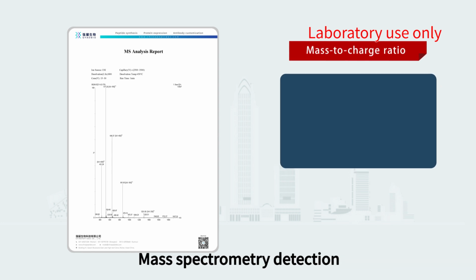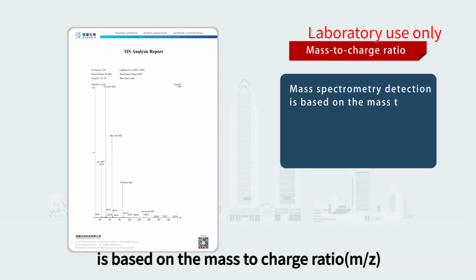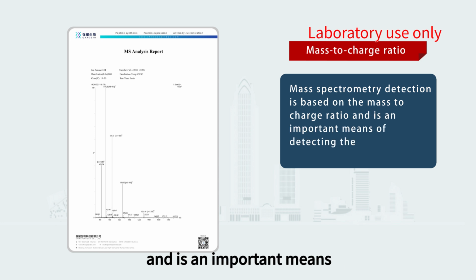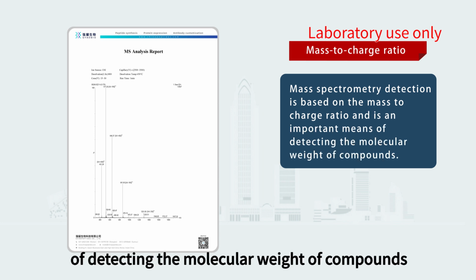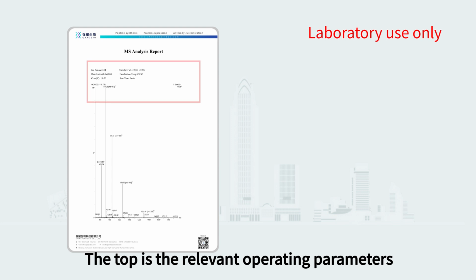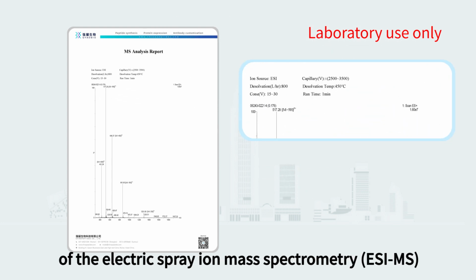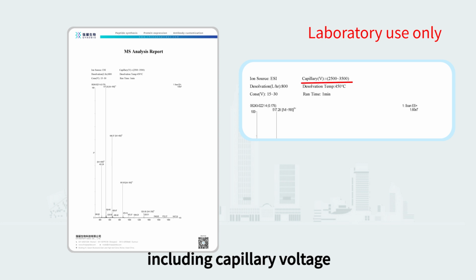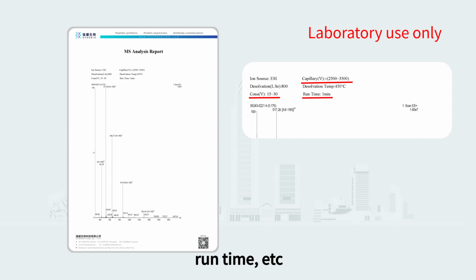Next, we introduce the key information of mass spectrometry reports. Mass spectrometry detection is based on the mass-to-charge ratio and is an important means of detecting the molecular weight of compounds. The top is the relevant operating parameters of the electrospray ionization mass spectrometry, including capillary voltage, cone voltage, runtime, etc.